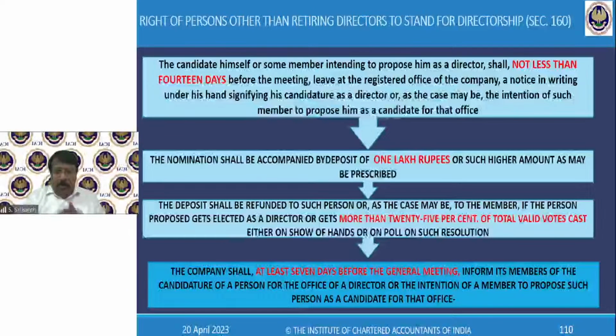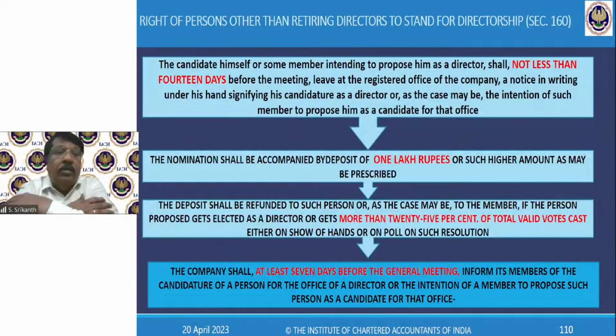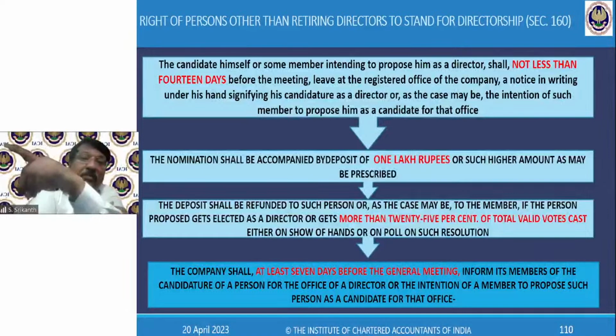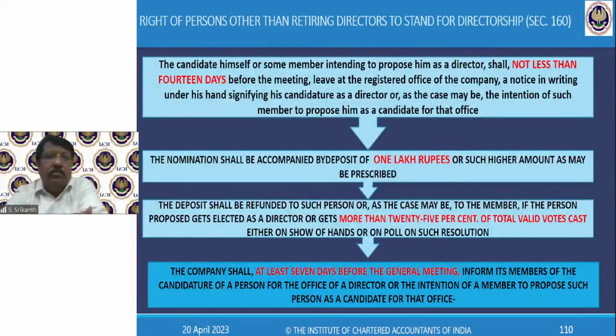Now, looking at it, you want to propose yourself. No problem. Not less than 14 days before the meeting, you should leave at the registered office a notice in writing. You can send it by courier also, but not by post. It should be delivered by hand. That's how they are saying. Signifying his candidature as a director. So either the candidate himself or some member can do it. Obviously, the candidate need not be a member.